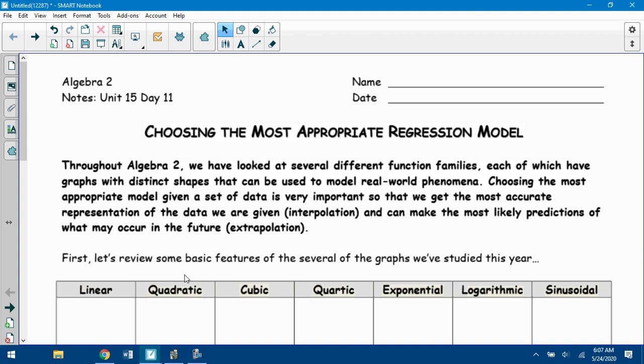Choosing the most appropriate model given a set of data is very important so that we get the most accurate representation of the data we are given. That's called interpolation. And we can make the most likely predictions of what might happen in the future, extrapolation. And we've used those words all year too. Remember, if you're within a given set of data or without given data that we have, if you're making a prediction.